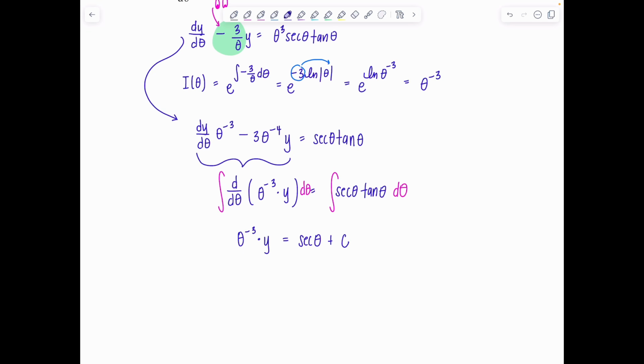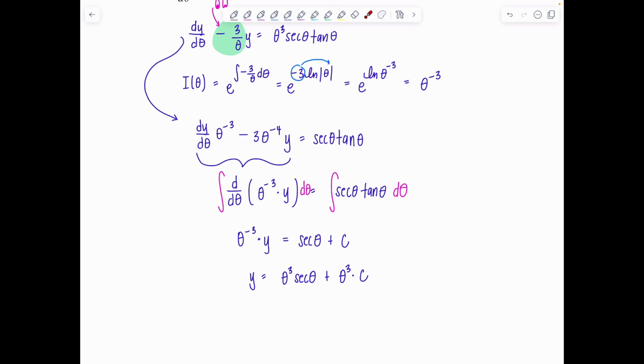Okay. You could solve for c now, or you could get y by itself and then solve for c. It doesn't make any difference in this particular case. So I'll just go ahead and get y by itself. If I divide by theta to the -3rd, that's the same as multiplying by theta to the +3rd, or theta cubed. So y equals theta cubed secant theta plus theta cubed times c. This does not become a new constant. When you have a variable quantity attached to a constant, that's behaving differently. That's not two constants that can be combined together.